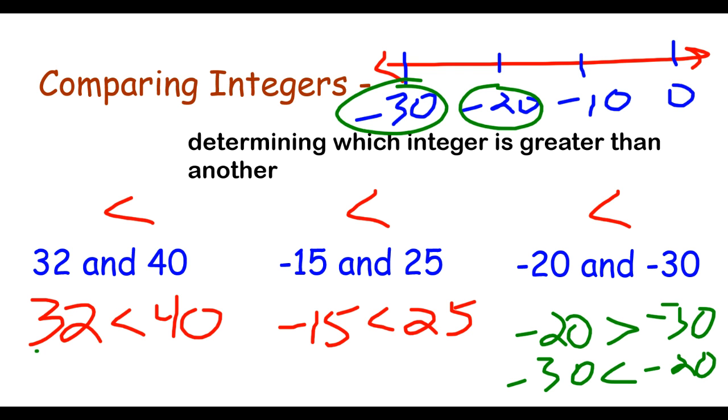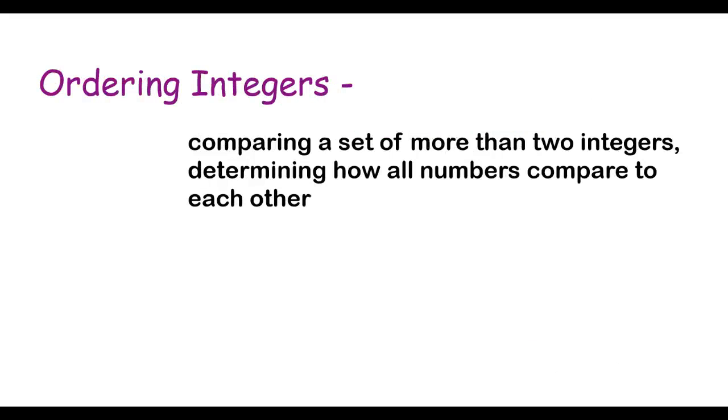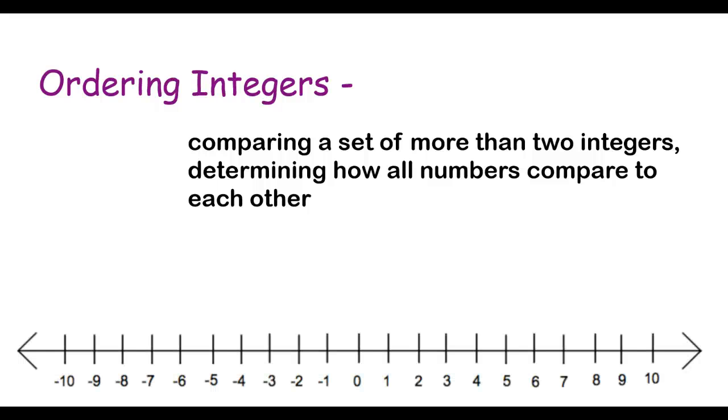Now, when we move from two numbers to a large set of negative numbers, then we start doing this thing called ordering integers, which just means comparing a set of more than two integers and determining how all the numbers compare to each other, either in an ascending order, least to greatest, or a descending order, greatest to least. Again, we can use a number line to help us out. The greater the digits of a positive number, the greater the integer. As the digits and the values of a negative number become larger, it becomes lesser.